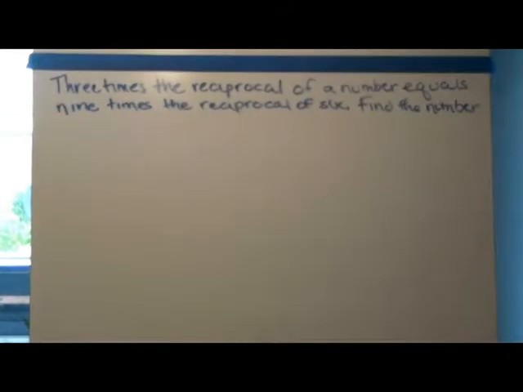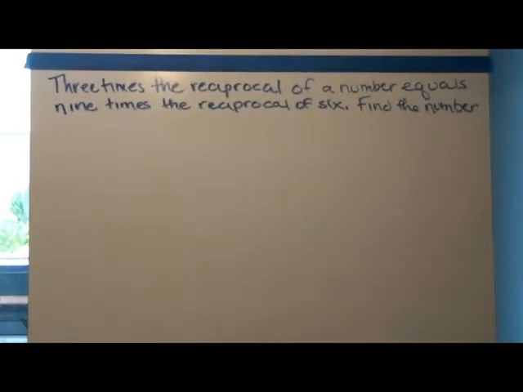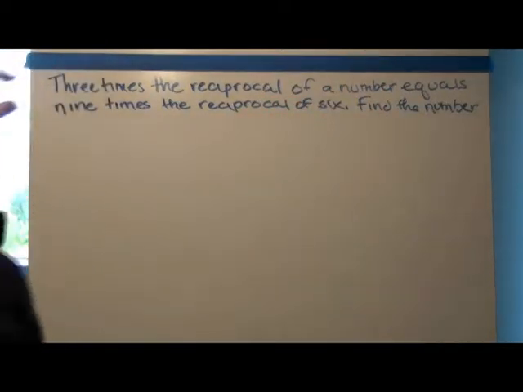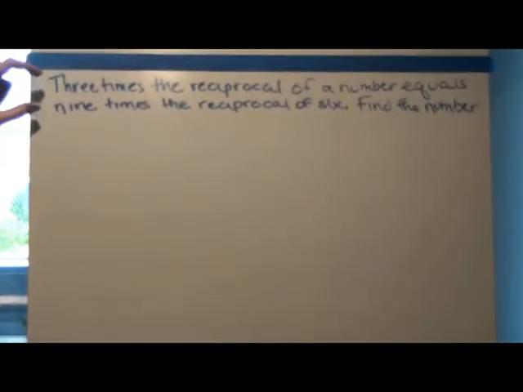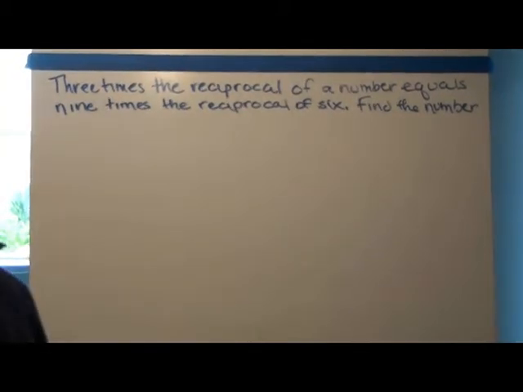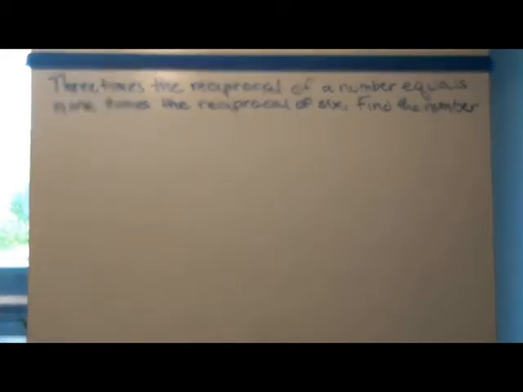This is example number 2 found in your offline activity for applications using rational equations. This is one of those problems where it says find the number, and it mostly involves translating what they have said to you into an equation and then solving the equation and writing out your answer. So let's start with the translation.